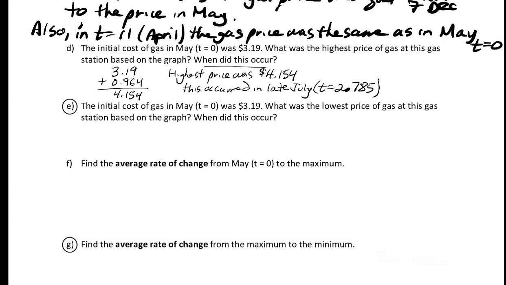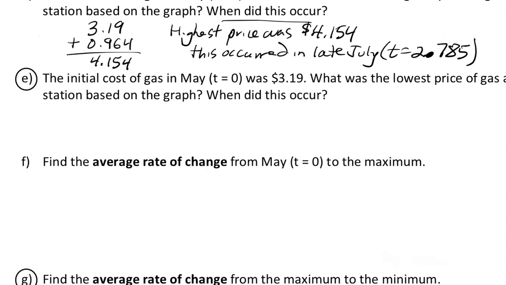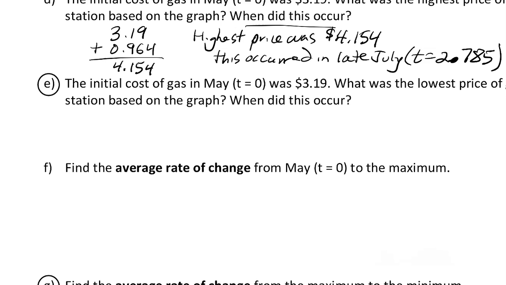Find the average rate of change from May, that equals 0, to the maximum. So when we say the average rate of change, we'd like to know how much the increase and decrease of gas price changed over the month. So it didn't always stay a constant value. But when we're asked for average rate of change, which I abbreviate as AROC, I believe we've seen these before, we're basically being asked to calculate the slope of the line that passes through those 2 points.